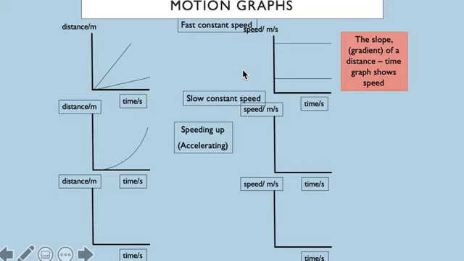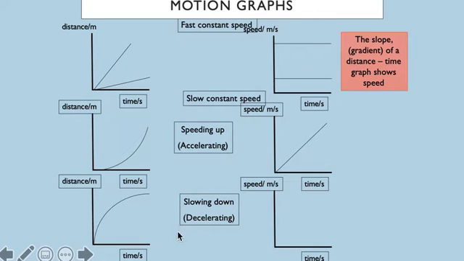Okay, if something's speeding up, then it would look like that on a distance time graph. So you can see that the line isn't constant. If I was to take the slope, the gradient of a distance time graph, then it would have a shallow slope there and a steep slope there, so that tells me that it's increasing in speed, it's accelerating. And on a speed time graph, that would look like that. So the speed is increasing over time, so that's accelerating.